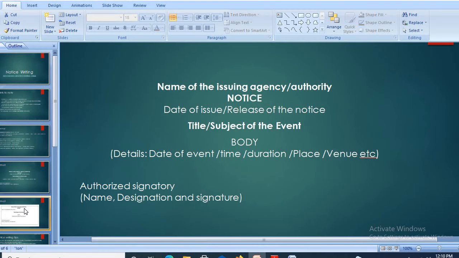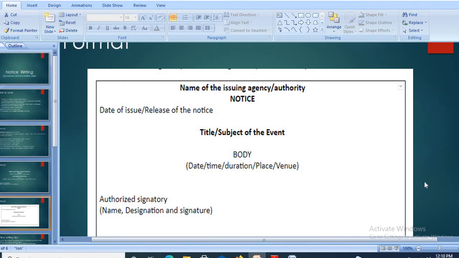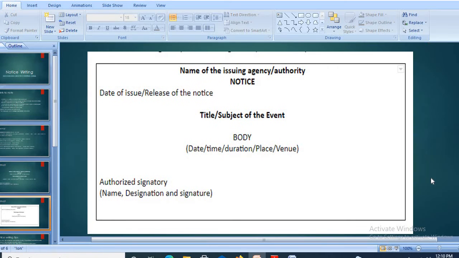Now I am showing you the format. I hope the format is visible to all of you. Can you all see the format? Okay, fine. And remember one thing, it should be within the box. You have to draw the box with the help of a pencil. Now complete the notice first and then draw the box.